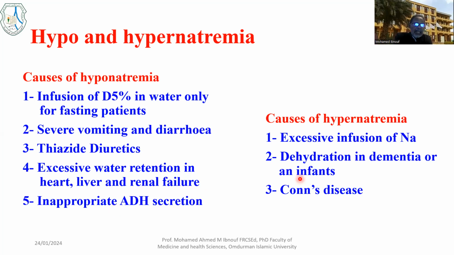On the other hand, hypernatremia is caused by excessive infusion of normal saline. And also in dehydration in dementia and in infants, if you are giving normal saline. And in Conn's disease, which is a tumor in the adrenal gland releasing aldosterone.